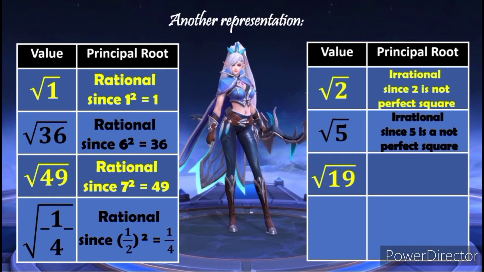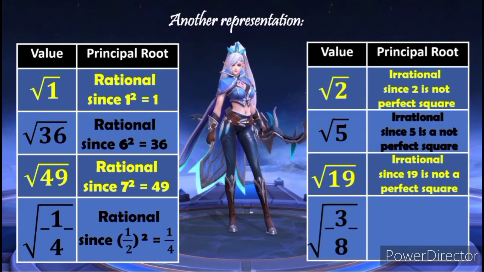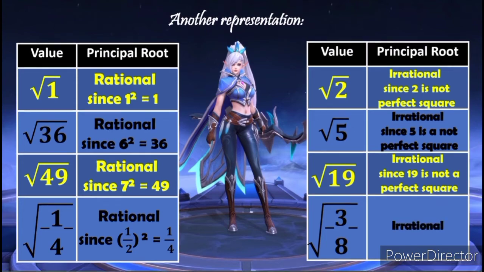How about square root of 19? Yes, that is also irrational since 19 is not perfect square. Now how about square root of 3 over 8? Of course, that is also irrational.